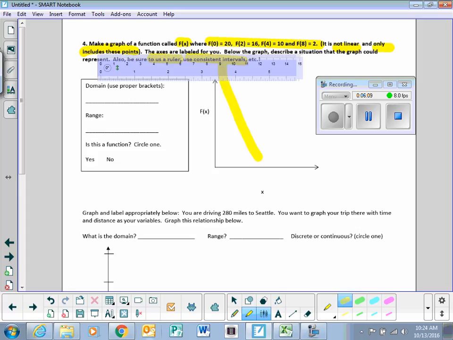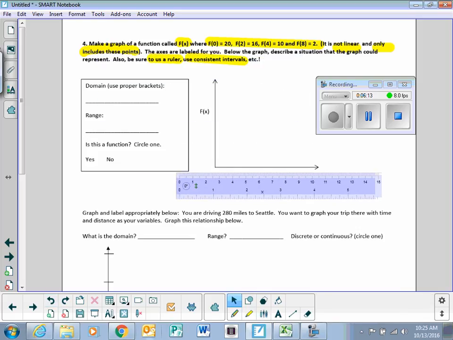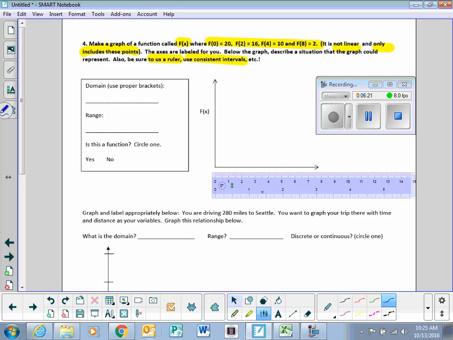And let me undo that. Let me get my ruler here. Okay, and I'm going to bring down my ruler. And I know that on the x, what are my inputs? So I'm going to go ahead and write my domain over here. My inputs are 0, 2, 4, and 8.